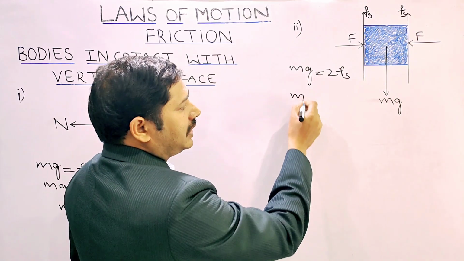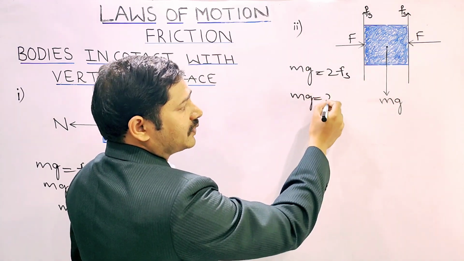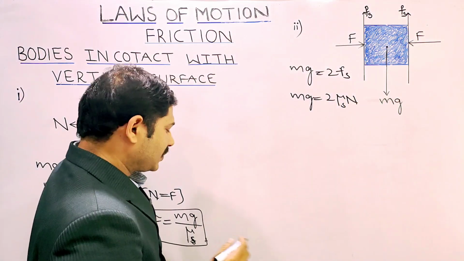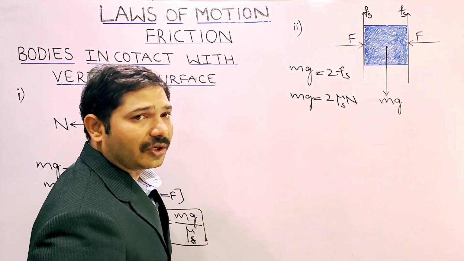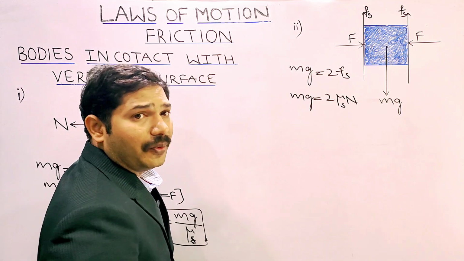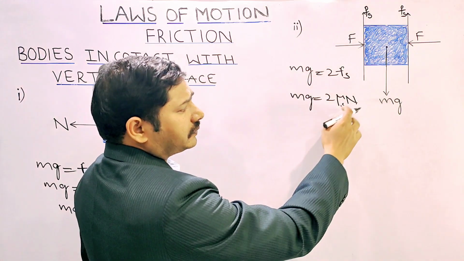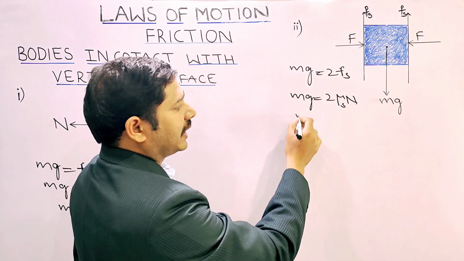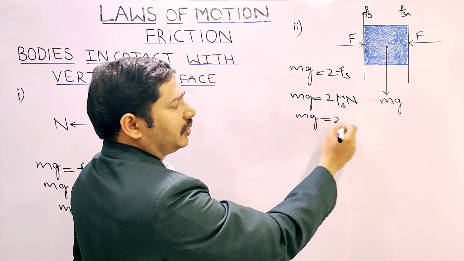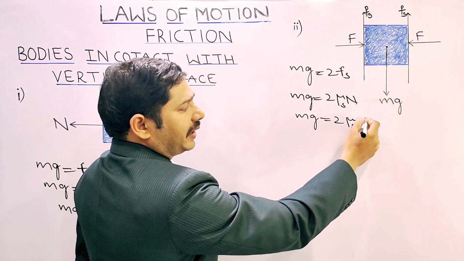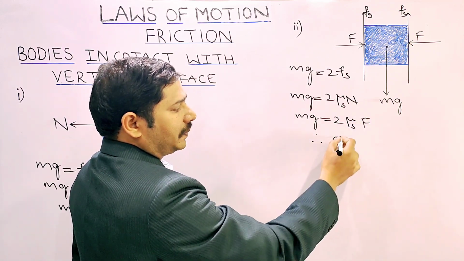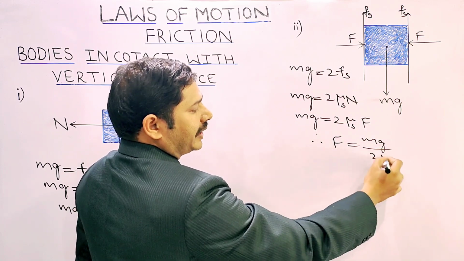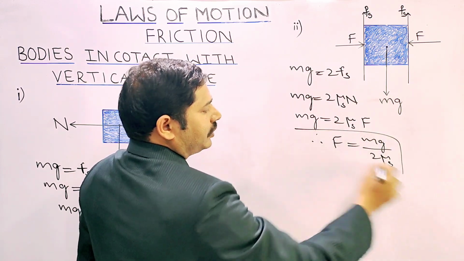So here mg equals 2 Fs, where Fs is what? The coefficient of static friction formula is Fs equals mu s into N. Here N is nothing but F, since the normal reaction and the applied force are equal. So mg equals 2 mu s into F. Therefore F equals mg by 2 mu s.